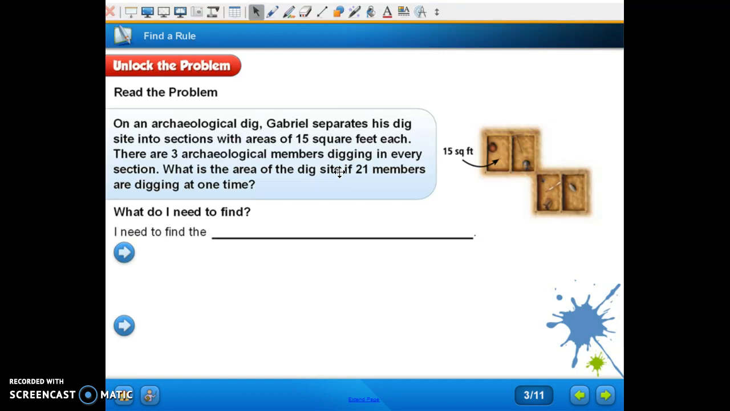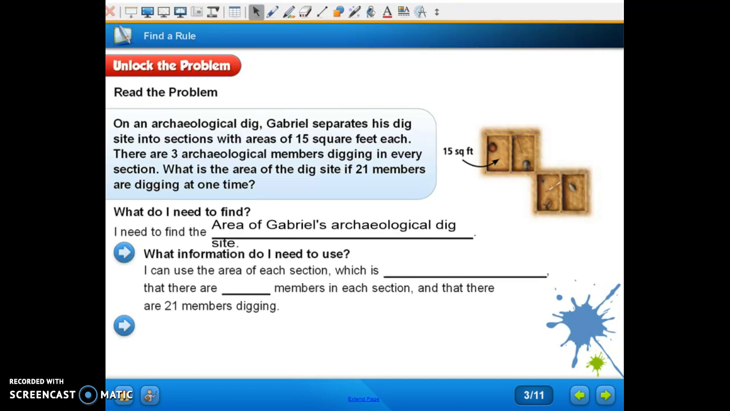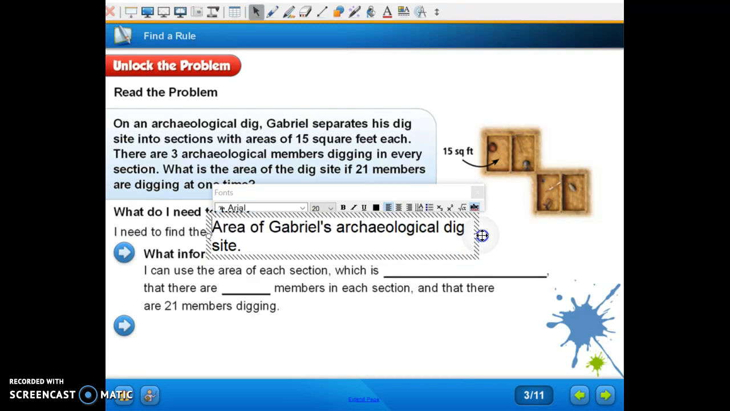What do I need to find? Right here, the area of the dig site, okay? So in words, the area of Gabriel's archaeological dig site.